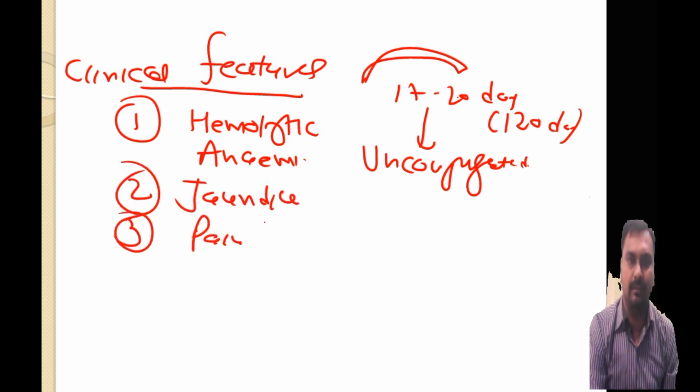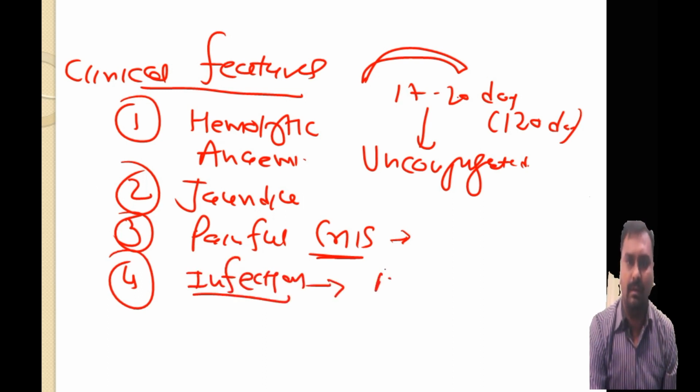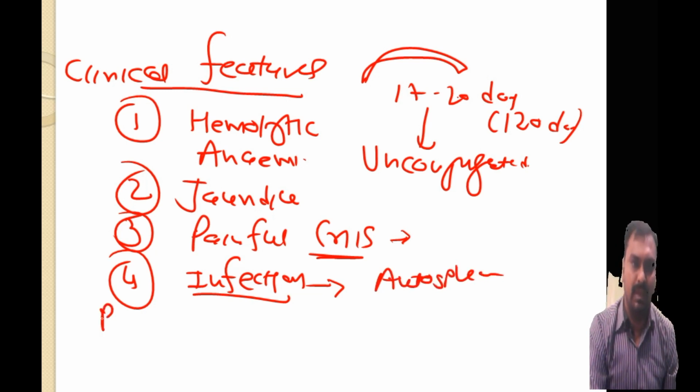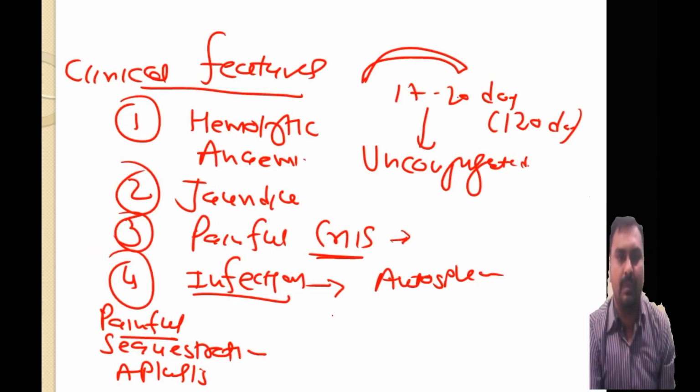He will have a painful crisis because sickle cell RBC will trap in the microvasculature, block the artery, and lead to infarction of the tissue. Persons are more susceptible to infection because there is autosplenectomy. So painful crisis, sequestration crisis, aplastic crisis, all are the clinical features of sickle cell anemia.